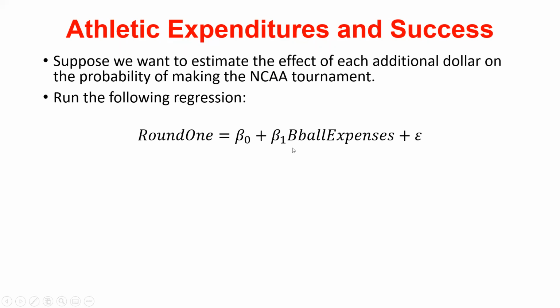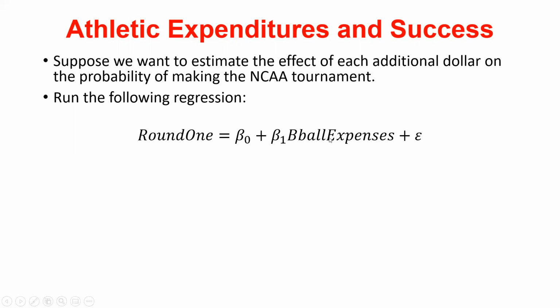And so maybe we want to run this regression, right? We've got a bunch of different universities. That's what our data set would look like. And for each university, we'll have whether or not they made it into the NCAA tournament. So this would be a 0 if they don't make it, 1 if they do.